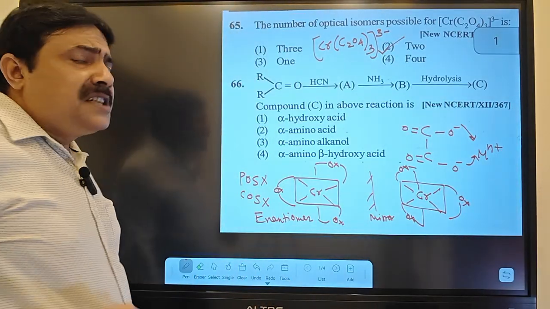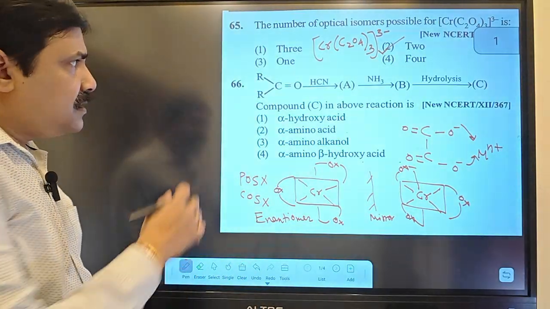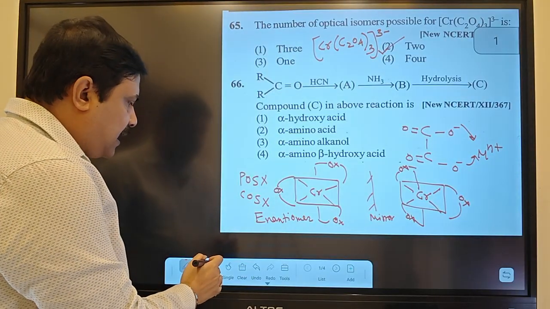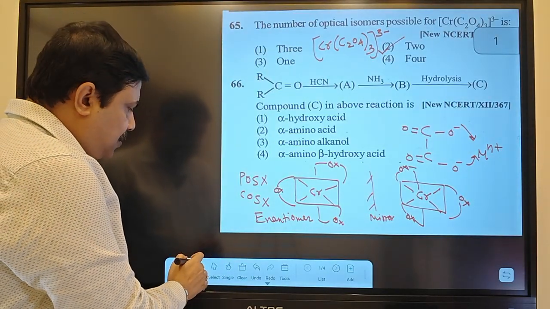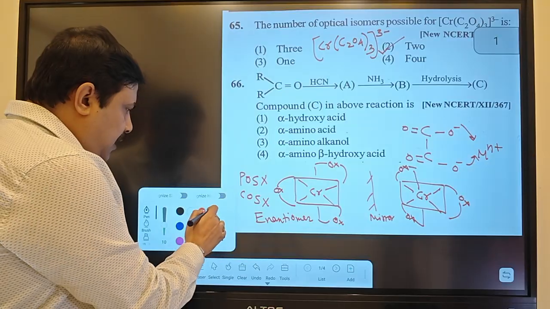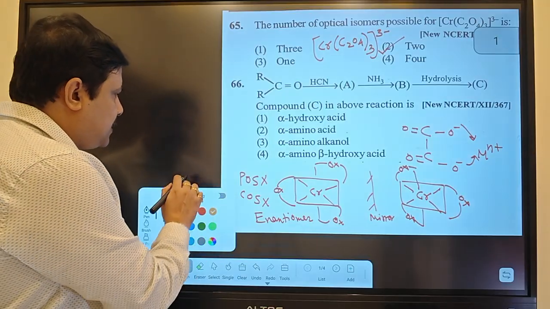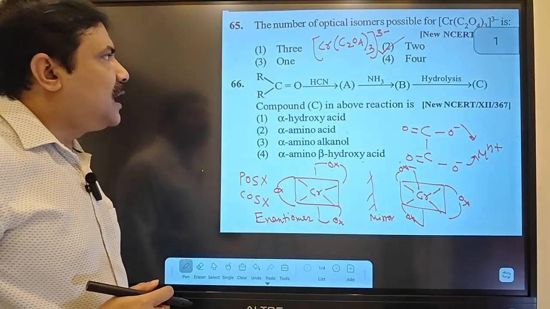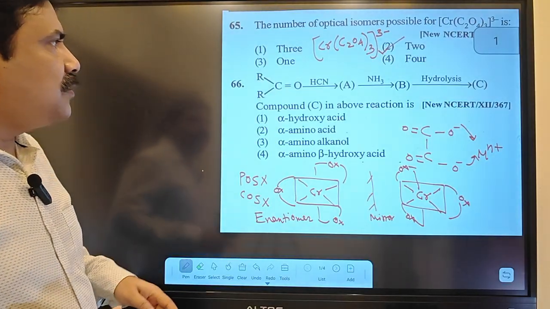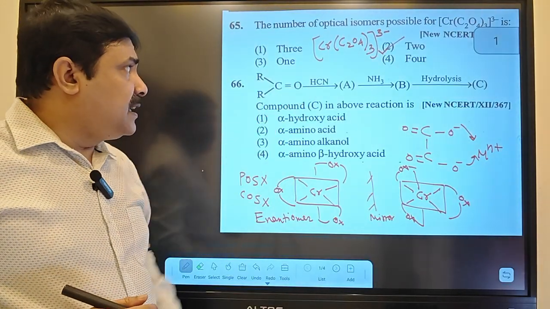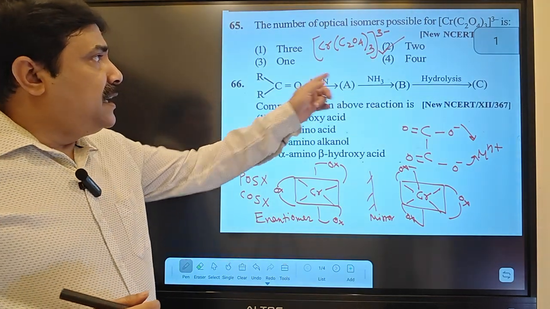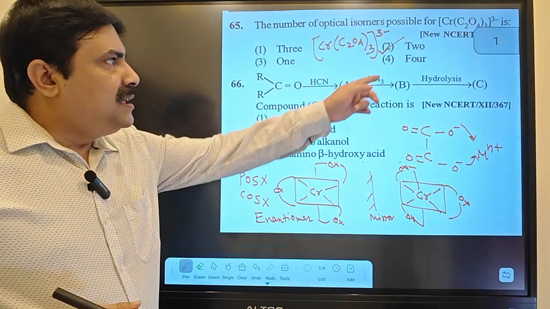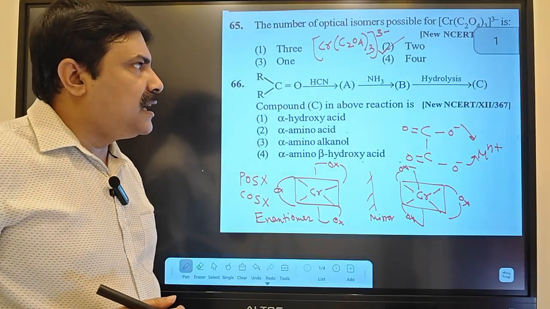Come to question 66. In question 66, they are talking about one carbonyl compound. To that carbonyl compound they add HCN and get A. To A they add ammonia, then they get B, and B they take for hydrolysis, then they get C.